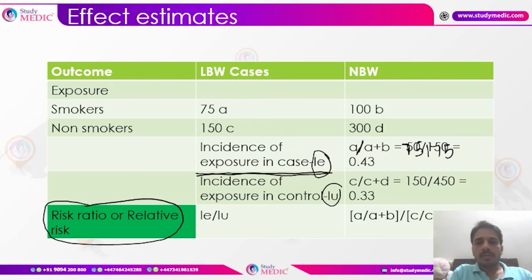So the relative risk is a little more, that is more than 1 time. So the relative risk of low birth weight in smokers is 1.1 to 1.2 times more than the risk of low birth weight in non-smokers.